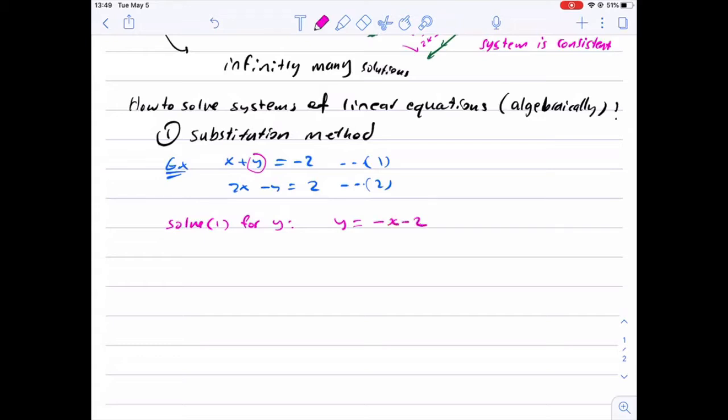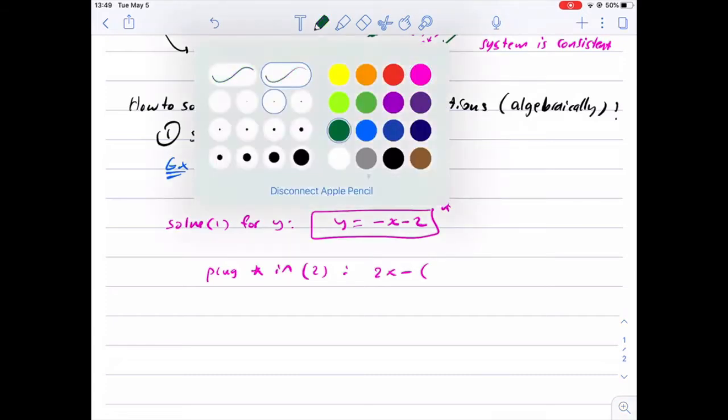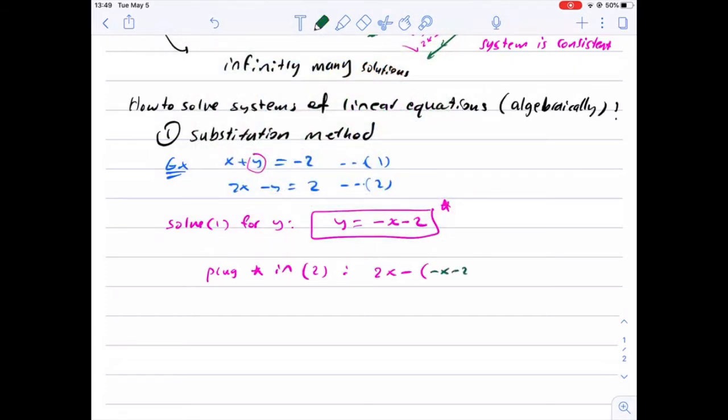y is equal to -x minus 2. Now we call this equation star, and then we plug star into the second equation. That gives 2x minus y, where y is -x minus 2, equals 2, and then we solve. We get one equation of one variable.